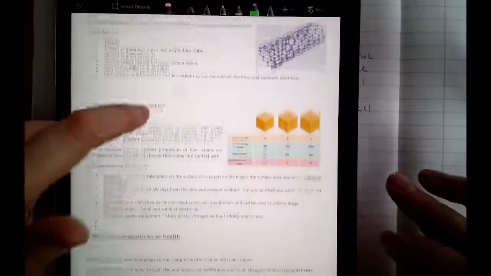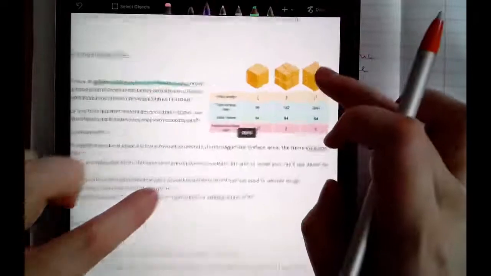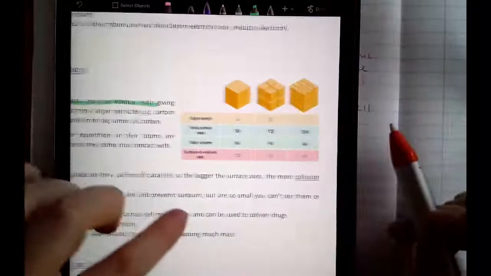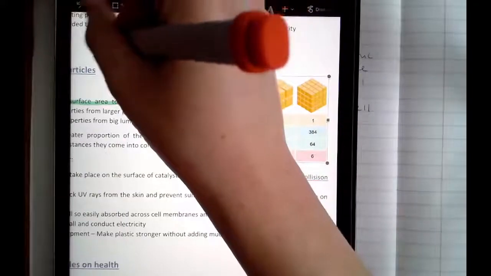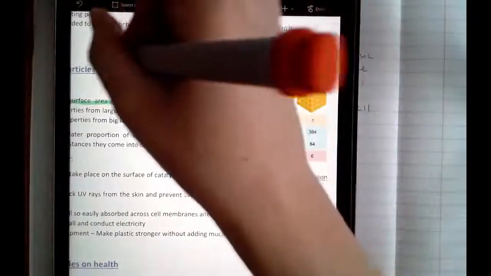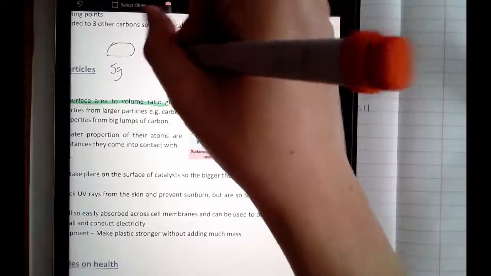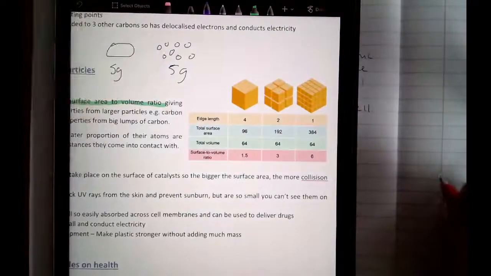The other thing we need to look at is properties of nanoparticles, and the important bit here is that they have a high surface area to volume ratio. So we're going to look at this little graphic here on the left so I can explain what I mean by that. We've actually seen something similar to this before when we looked at CC14 and we looked at rates of reactions, and we saw that if you had, say, a lump of metal, let's just say I have 5 grams of my metal, if I got that metal and I broke it up into smaller pieces, I still have the same mass of the metal, but now I've just got it in smaller pieces.